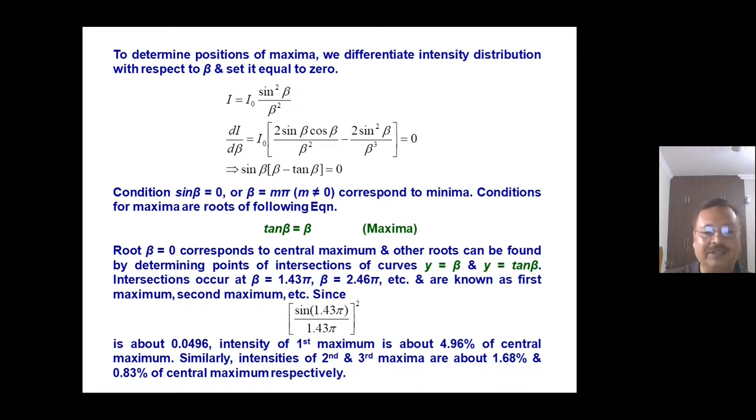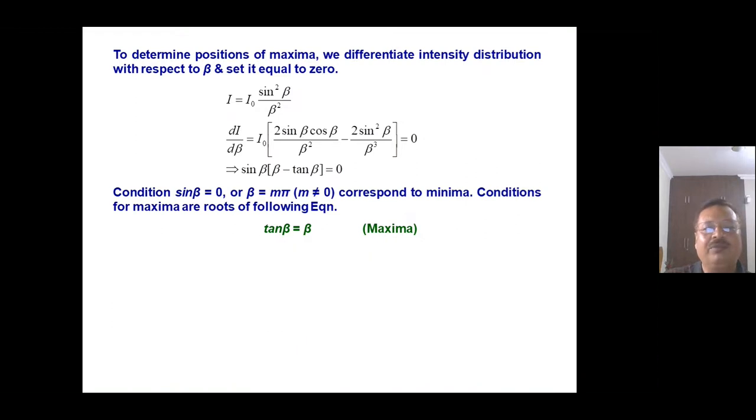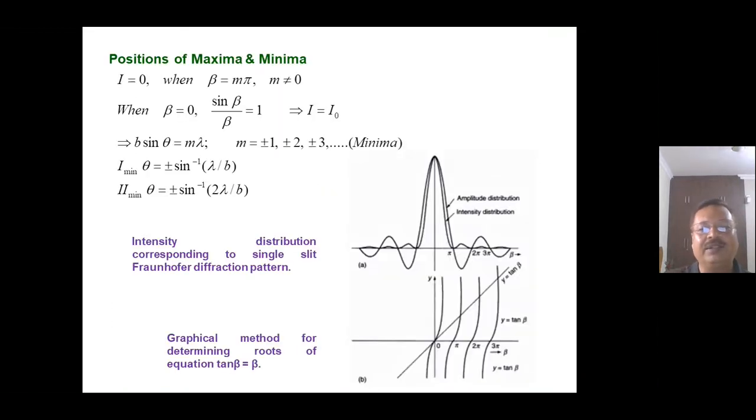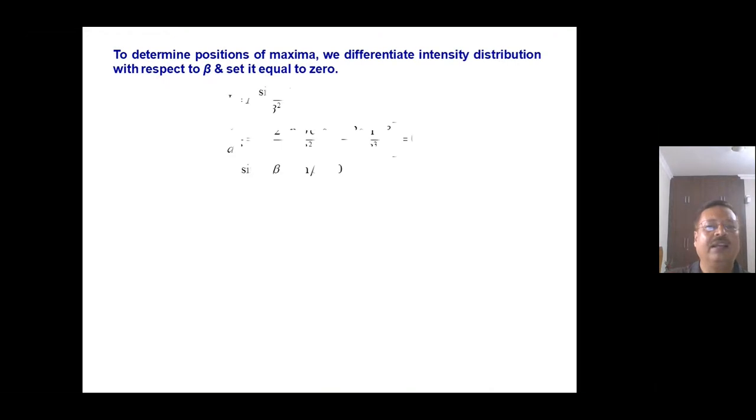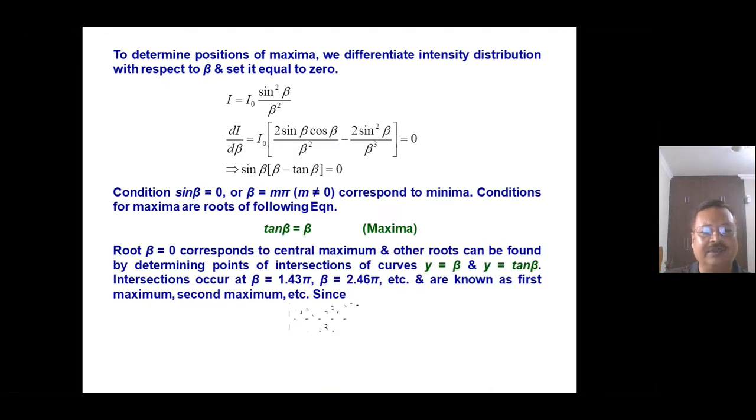central maximum respectively. If we plot them, we see that the intensity is very high for the central order. For the first order it is very less, the second order is very less, and so on for the third order. After that, you may not be able to detect the intensity very easily. You need sophistication in the experimentation. So this is how we can calculate the positions for the first maxima, second maxima, third maxima, first minima, second minima, and so on. This is the case with single slit diffraction.